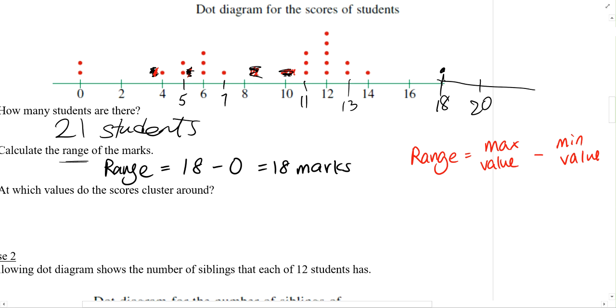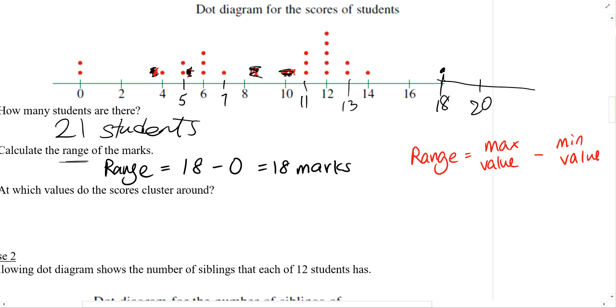What is the lowest mark then? 1. Okay, very good. If I tell you the range is 18, the lowest mark is 2. What is the highest mark? 20. Okay, you get how this is calculated? So the range tells you from the smallest to the biggest, where you guys are.